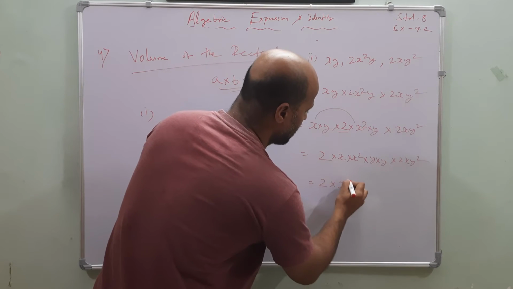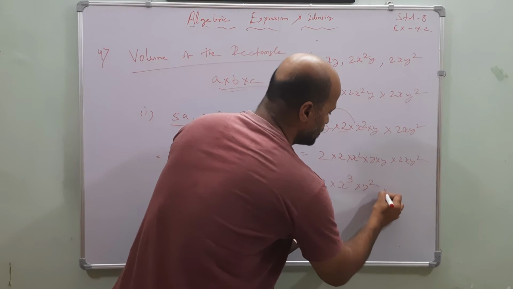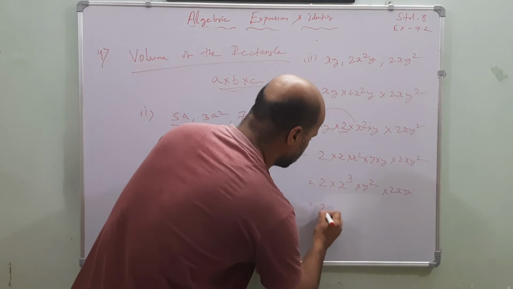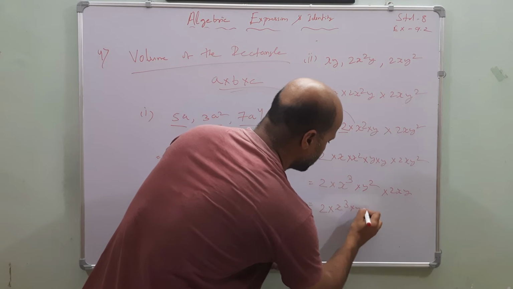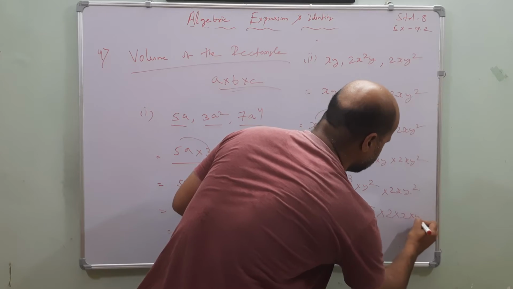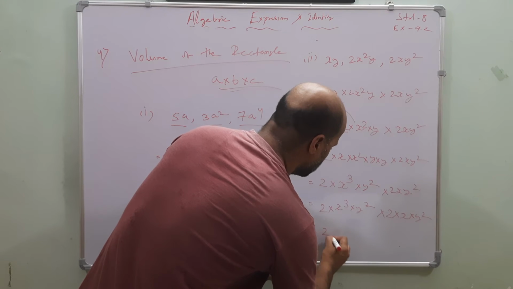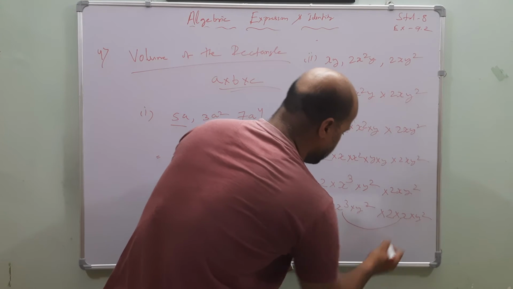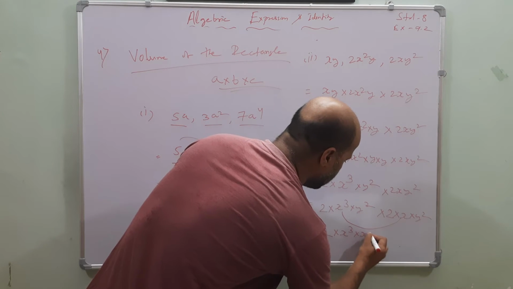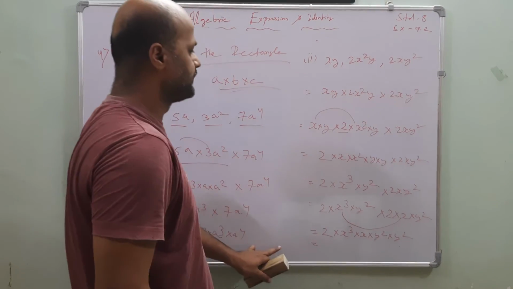2 into x power of 3. Next, y square into 2xy. Because it is already separated, only separate this one, into 2 into x into y square. Understood? Like this manner it is there. So solve it now. You can bring it in one place so that no confusion will be there and no mistake will be done by you. So what is the answer?